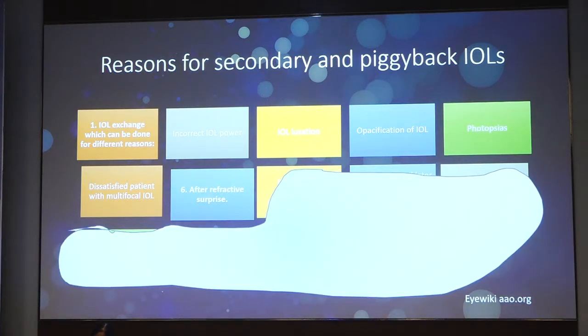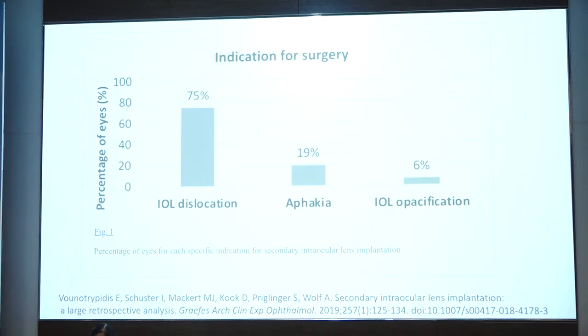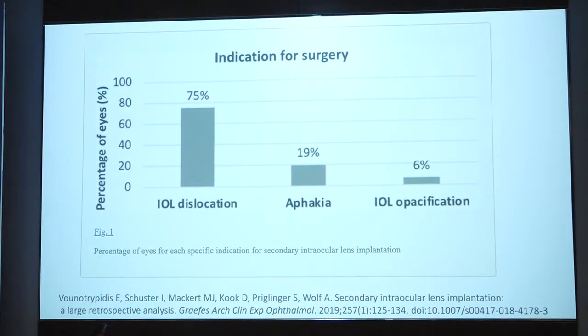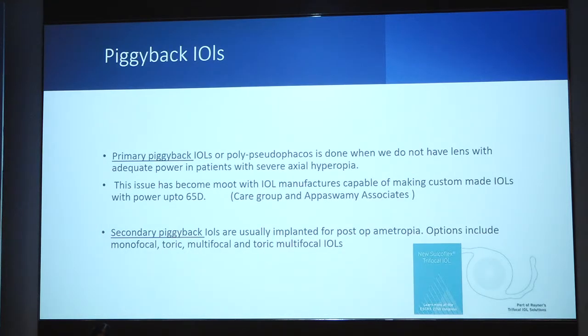In the Western series, the commonest causes are incorrect IOL power, IOL luxation, opacification of IOL, photopsias, and dissatisfied patients with multifocal IOLs. In this large series from Greece, they found that 75% of the secondary IOLs were for IOL dislocation, around 20% was for aphakia. This is a group which had surgical complications and the patient was left aphakic, and 6% was for IOL opacification, something which you don't talk about at all, but people are explanting foldable IOLs because they become opaque.